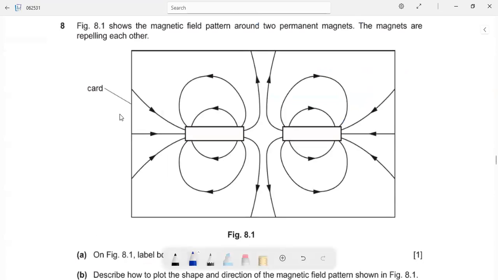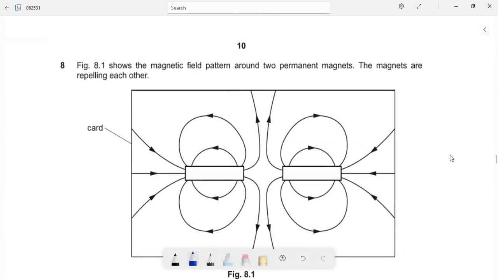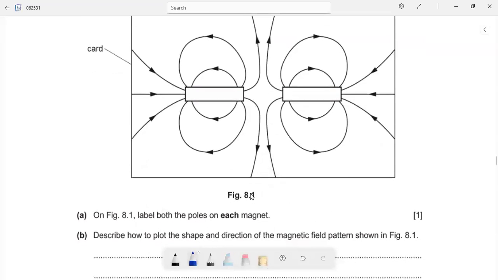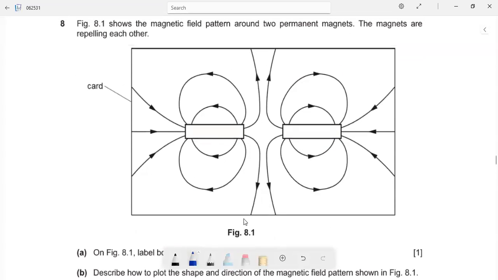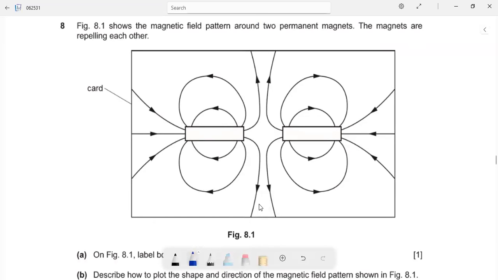Figure 8.1 shows the magnetic field pattern around two permanent magnets. The magnets are repelling each other. Label both the poles on each magnet. So we can see here it is getting repelled. The lines of force always travel from north pole to south. So this will be north, this repelling north. So this will be north and this will be south.